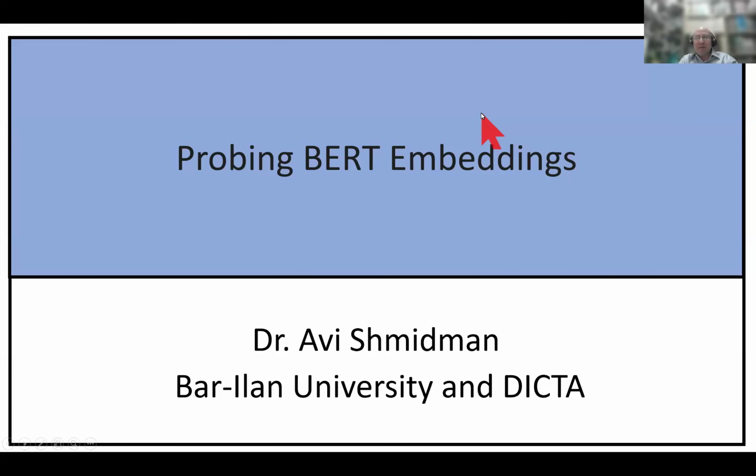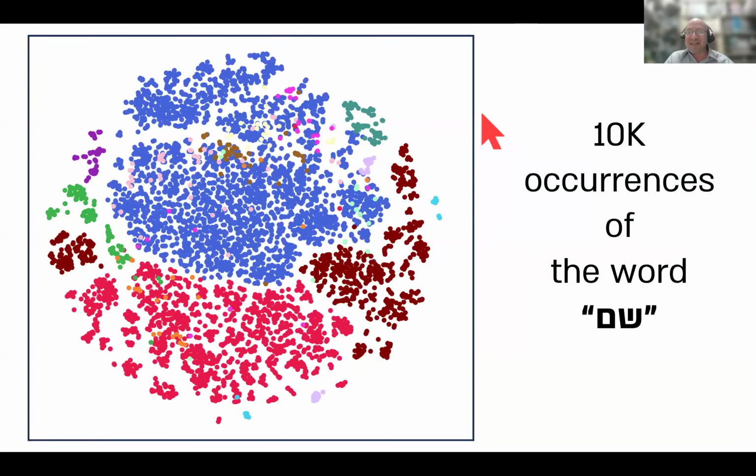So we're going to start probing BERT embeddings from the very first slide. What you're seeing here is a t-SNE graph, a dimension reduction of a bunch of BERT embeddings. Don't worry, I'm going to take a step back and explain what's going on. But from the very first slide, I want to give you a sense of what we're going to be looking at here. What this graph represents is 10,000 sentences in which the word shin mem occurs.